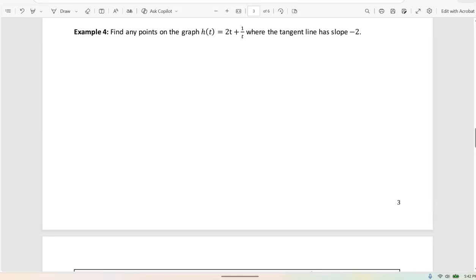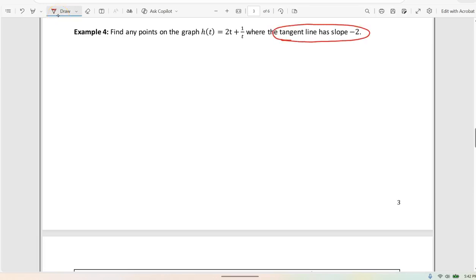Here we have example number 4. The question is, find any points on this graph where the tangent line has the slope of -2. We still have to find the points where the tangent line has slope of -2. Remember, slope of tangent means derivative of the function. So we want to solve the equation f prime x is -2. That is the question, okay?